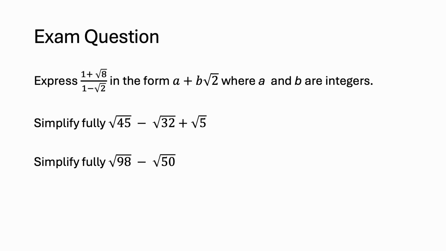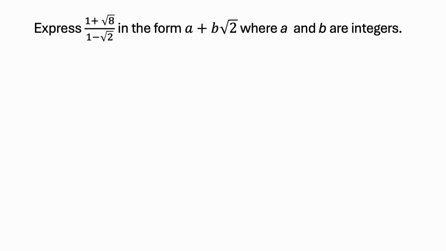Okay, now we've got some exam questions to go over, so let's do them. So this one here, we have to express this in the form of a plus b root 2. Whenever you have a question that is in this sort of format, from this fraction to the left here, that means we are going to be doing some rationalizing. So 1 plus root 8 over 1 minus root 2.